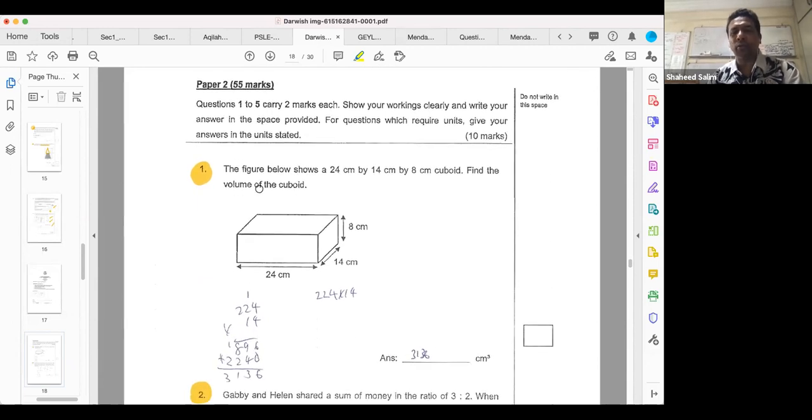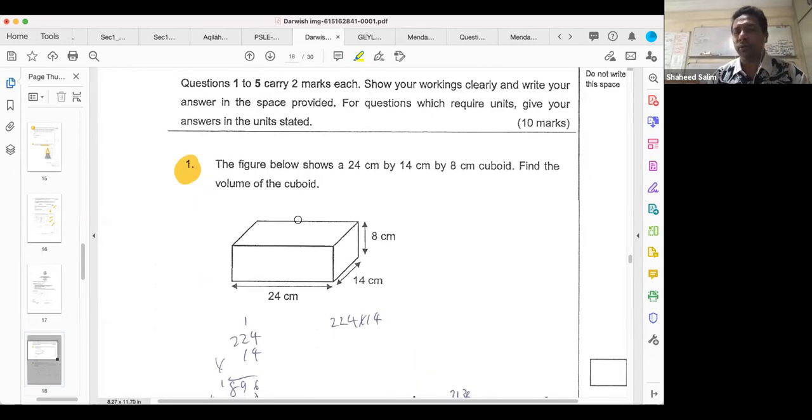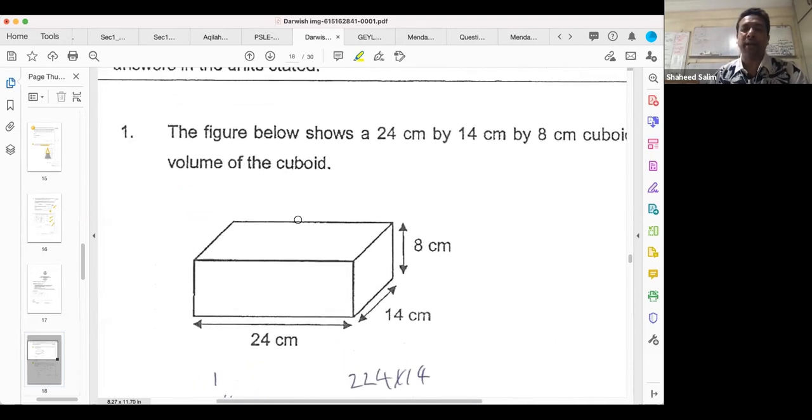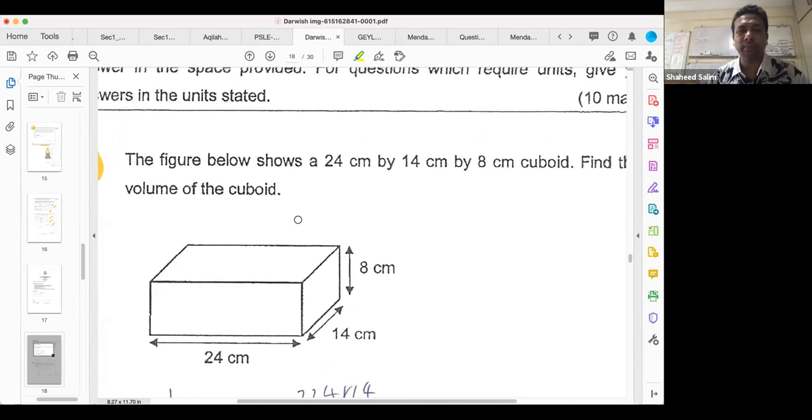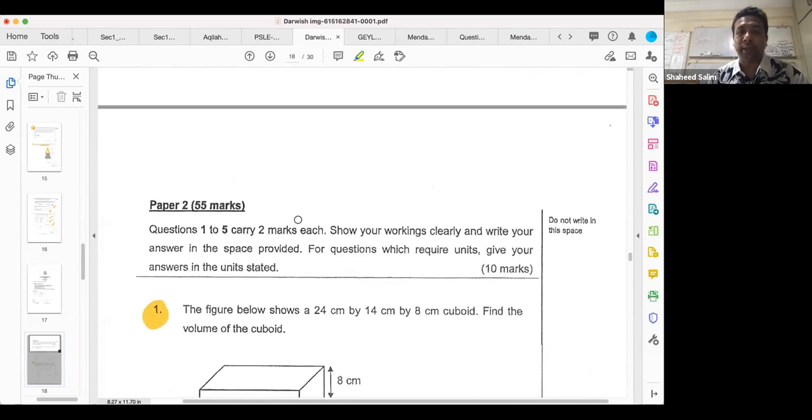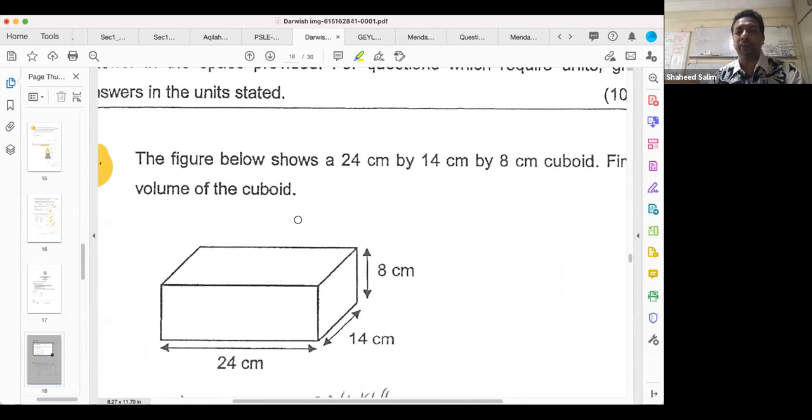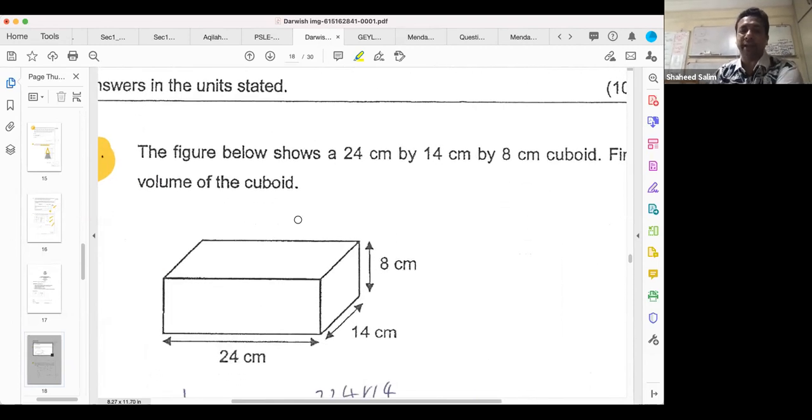This one, you know how to do. How come you don't know how to do this one? You know. Okay, now you know already, right? What's the formula for volume? Okay, this is paper 2. You can use your calculator. Okay, please. Length times breadth times height then.